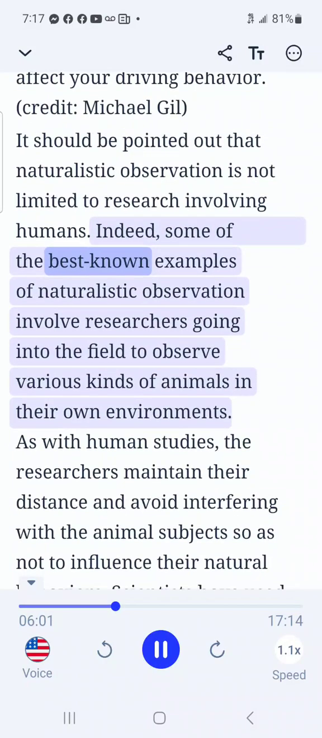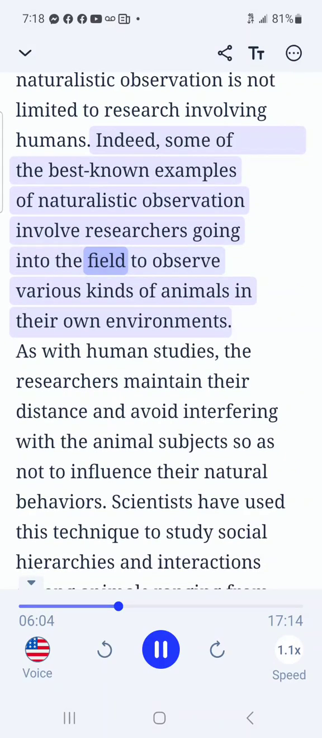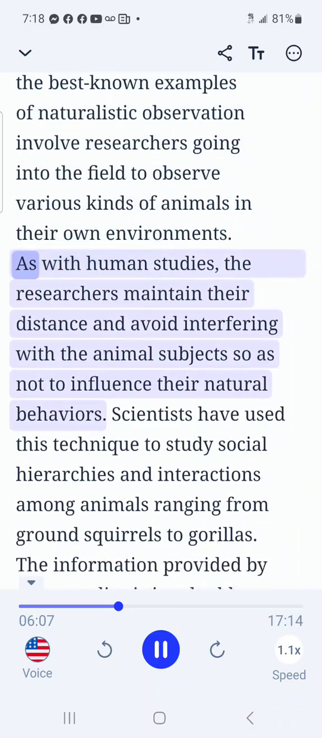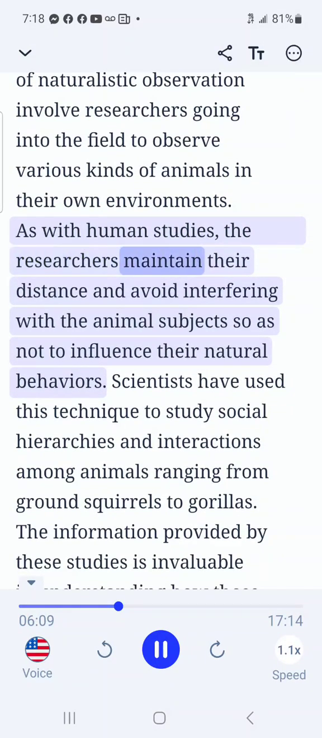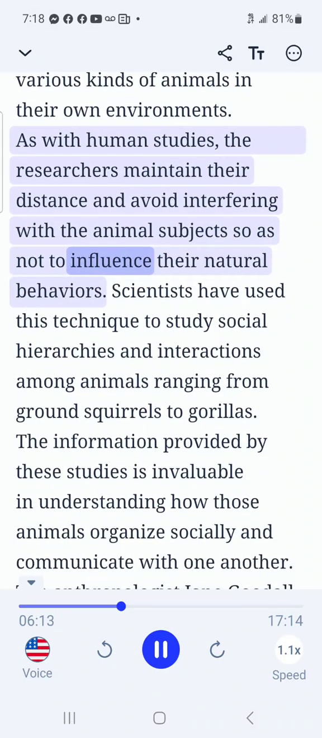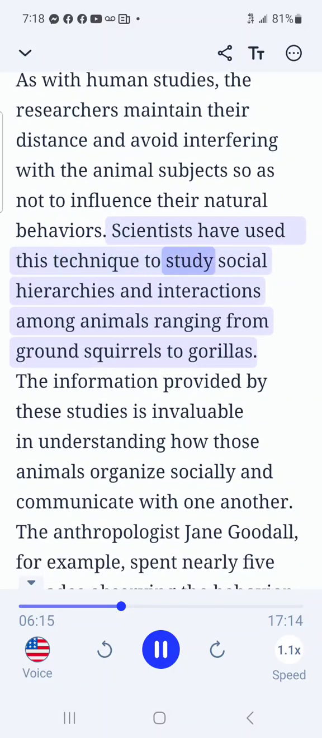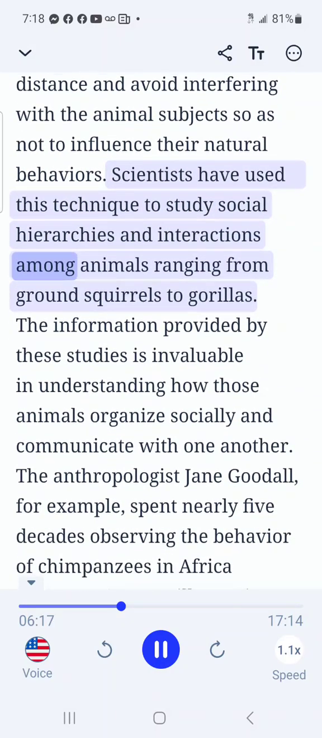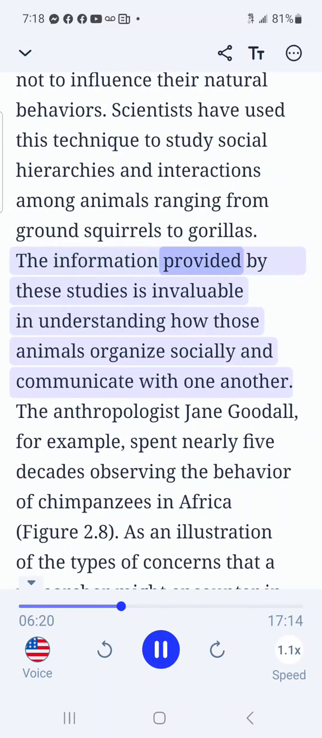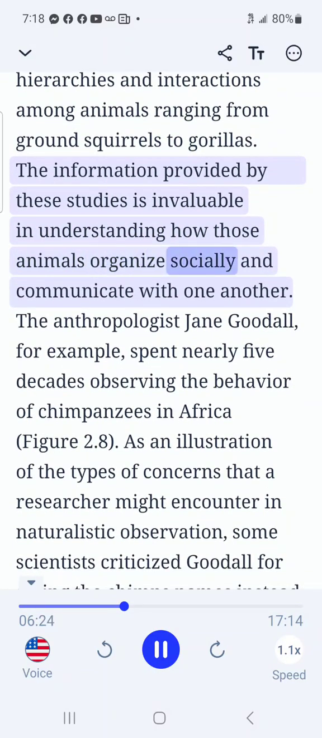Indeed, some of the best-known examples of naturalistic observation involve researchers going into the field to observe various kinds of animals in their own environments. As with human studies, the researchers maintain their distance and avoid interfering with the animal subjects so as not to influence their natural behaviors. Scientists have used this technique to study social hierarchies and interactions among animals ranging from ground squirrels to gorillas. The information provided by these studies is invaluable in understanding how those animals organize socially and communicate with one another.